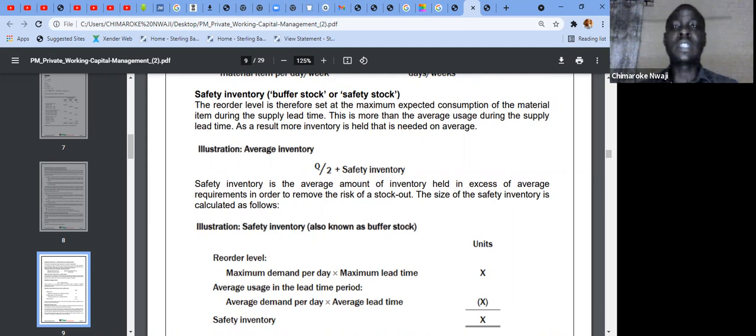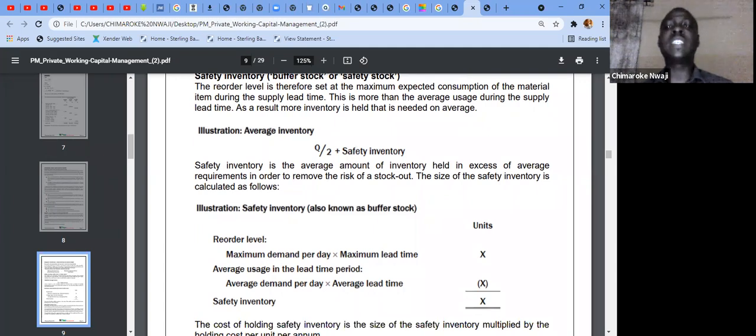Okay, this is more than the average usage during the supply lead time. As a result, more material is held than is needed on average. So safety inventory is the average amount of inventory held in excess of the average requirement in order to remove the risk of stock out.